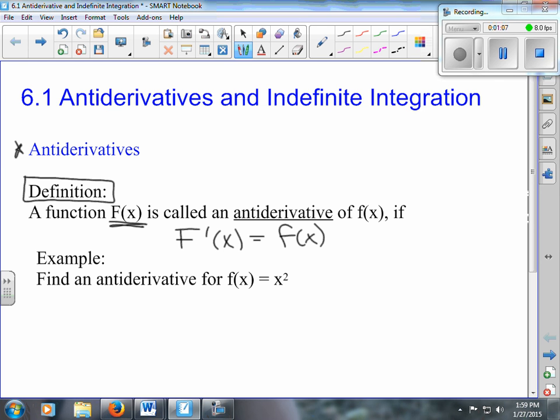The best way to do this is just with an example. Find an antiderivative for f of x equals x squared. What's happening here is a similar question as if I am telling you that y prime is x squared. I took the derivative of something and I got x squared. What was the original function whose derivative was x squared? So I want you to think about that for a minute. What should I have started with?